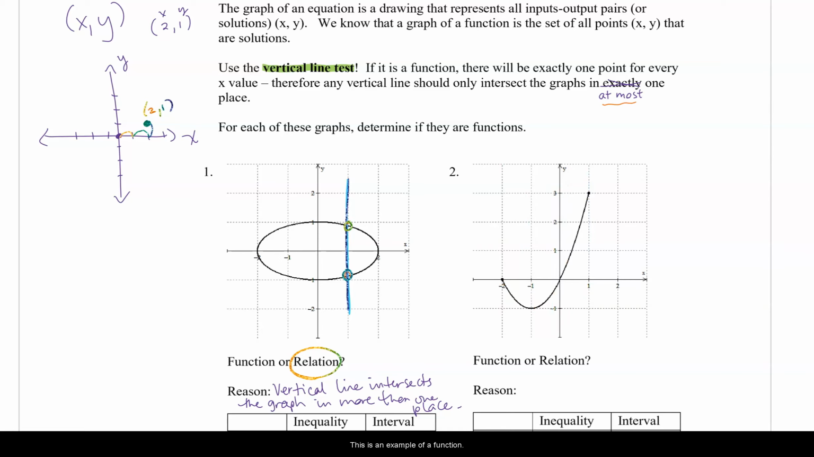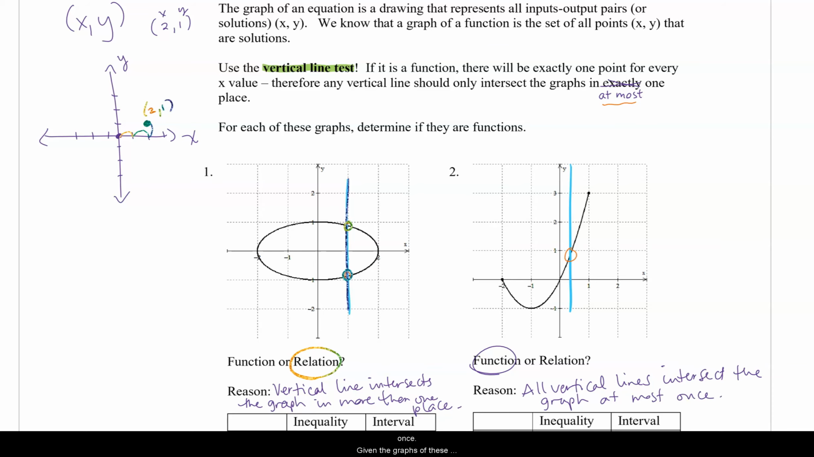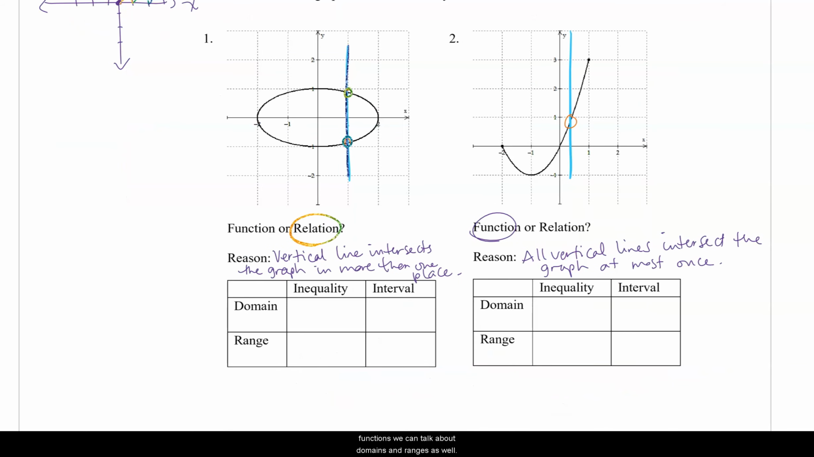This is an example of a function. So I'm going to leave 1 on here. We have a function. And the reason here: all vertical lines intersect the graph at most once. Given the graphs of these functions, we can talk about domains and ranges as well. I'm going to erase my vertical lines for now.